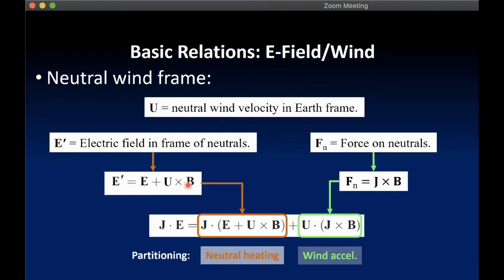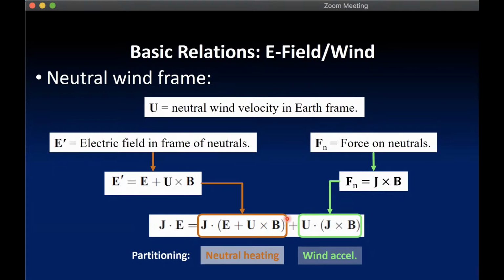To find out where the energy goes, you can take this J dot E, but then to this E, you add and subtract U cross B. When you add it, you get this term, and when you subtract it, you get this term. The term on the left is the actual heating in the neutral wind frame, the actual heating of the neutral gas, or the Joule dissipation. You can see that it is only equal to J dot E when the neutral wind velocity is 0, which it almost never is. The other term you can arrange, and it's very convenient: it turns out to be the neutral wind velocity times the J cross B force. So that is the neutral wind acceleration.